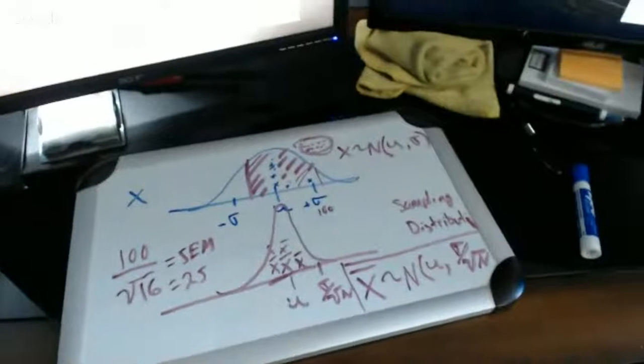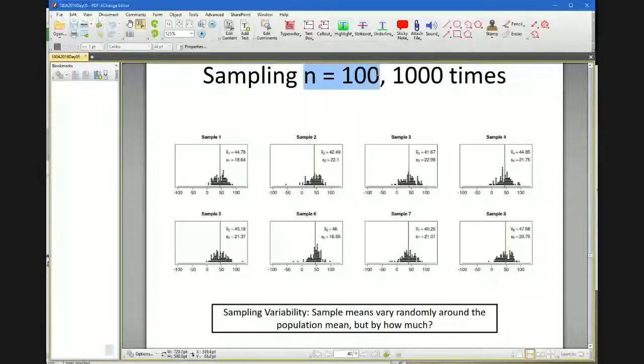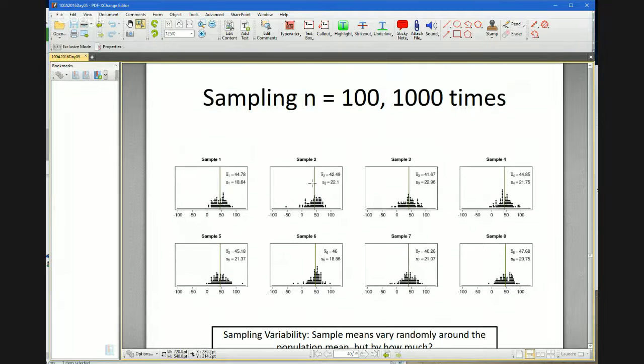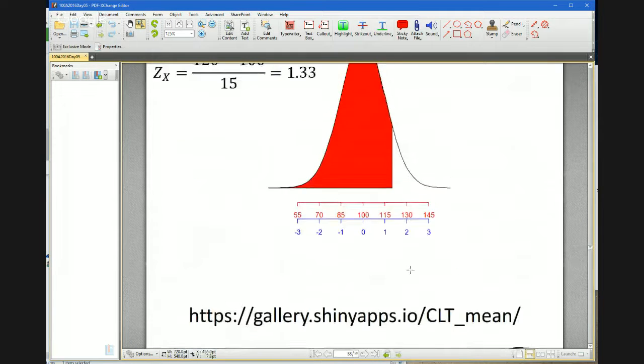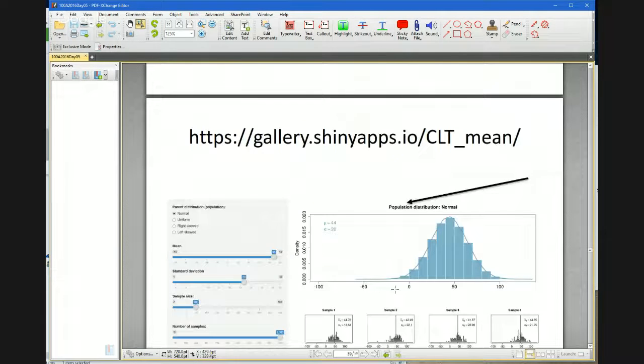If you look again at the slide, that's the point he's trying to make. When you have a sample size of n equals 100, we don't get the exact same average every time, but look how close these are: 44.78, 42.49, 41.67, 44.85. They're all in a pretty tight range of scores, where the raw scores themselves would spread out much more. I'm trying to see if he gives an example of the raw scores. He doesn't.